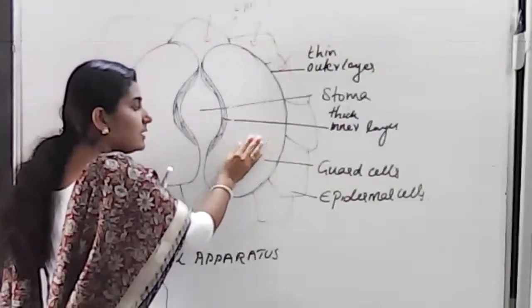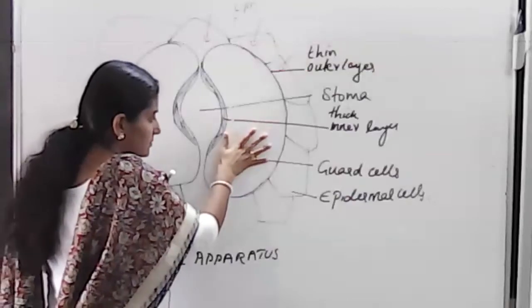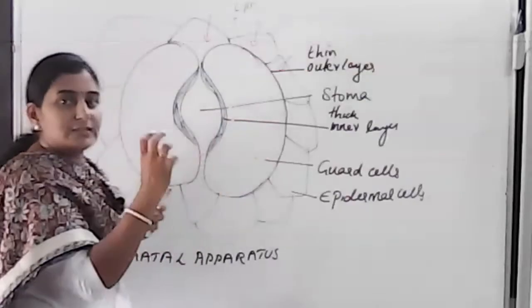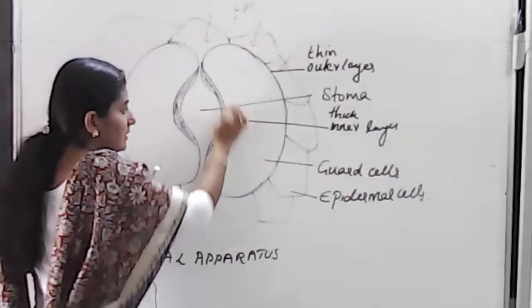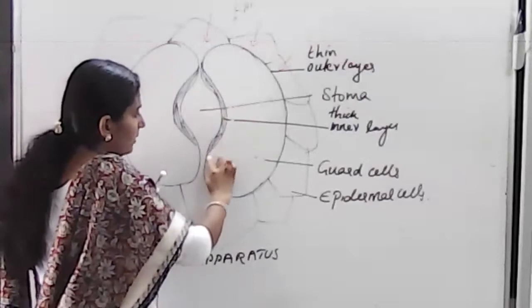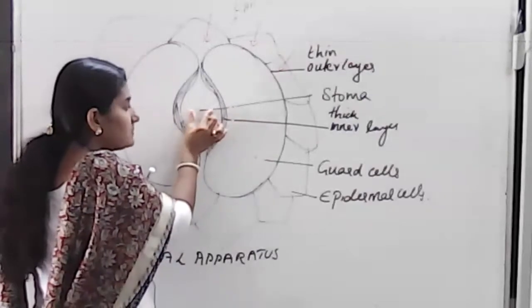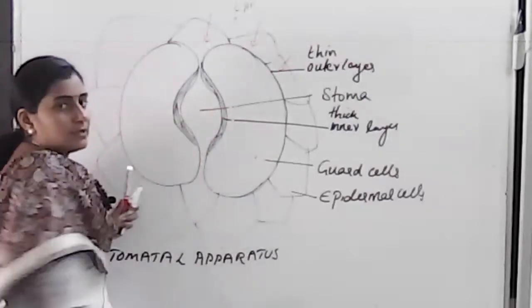Again, when the water level decreases, what happens? The stretching effect of the guard cell will be lost. It loses its stretching, and what happens to this inner wall? It comes closer and the stomata will be closed.